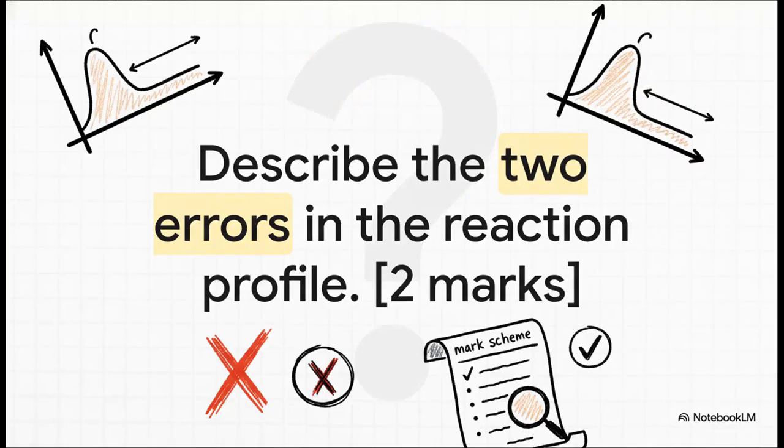The question wants us to play detective here, because a couple of things are definitely not quite right. And here's the question itself. The student made 2 errors when drawing the reaction profile. Describe the 2 errors. 2 marks are up for grabs here, which is a big clue. We need to find 2 specific, distinct mistakes. Let's see what the mark scheme says.